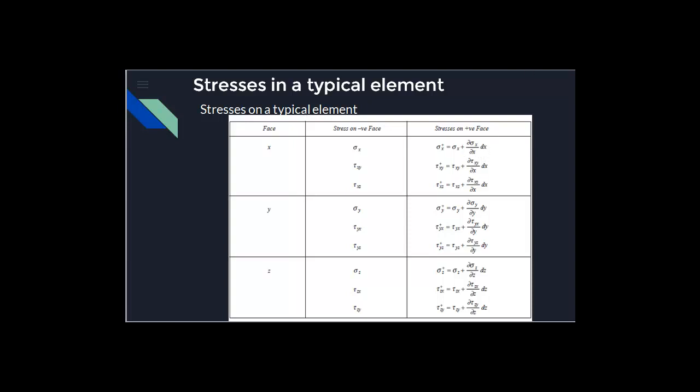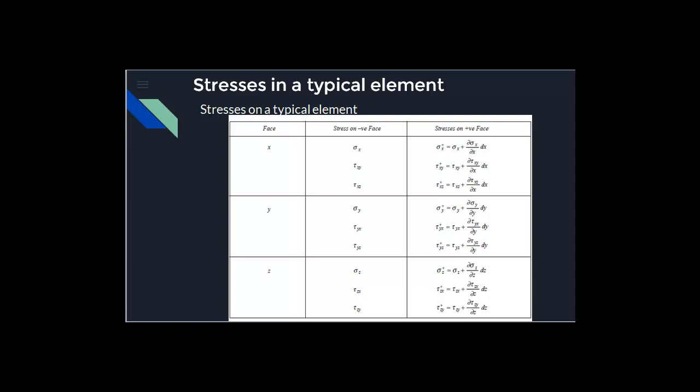Similarly, in the y direction, the stresses will be sigma y plus ∂sigma y by ∂y into dy. Finally, in the z direction, sigma z will be sigma z plus ∂sigma z by ∂z into dz. So this is not something new, because you have already studied this in strength of materials. So let me not go into much detail about the types of stresses in both the positive and negative phases.